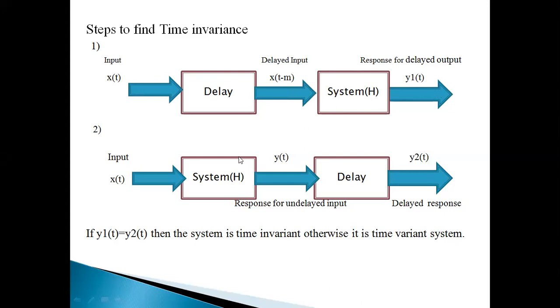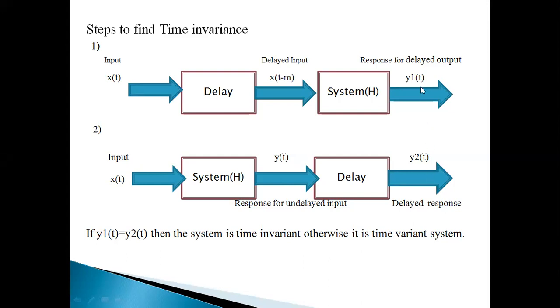Next, in the next step, first we have to apply the input signal to the system and then that output we have to apply to the delay block. So the input is x of t, it is applied to the system and it will give the output y of t, that is the response for the undelayed input, and that y of t we have to apply to the delay block and whatever output of the delay block is there we will denote it by y2t.